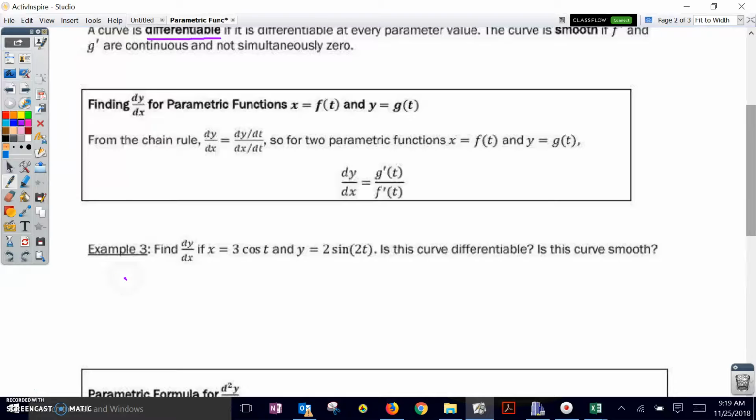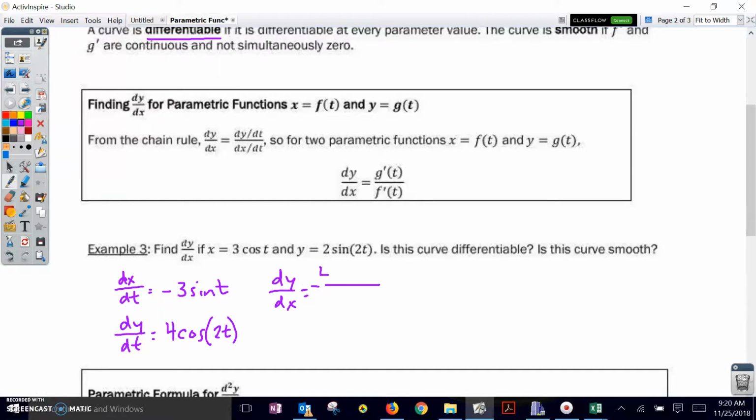Alright, so first of all, to find dy dx, I find dx dt. The derivative of 3 cosine of t with respect to t is just going to be negative 3 sine of t. And dy dt, the derivative of 2 sine of 2t, is going to be 4 cosine of 2t, and so dy dx is equal to negative 4 cosine of 2t over 3 sine of t.